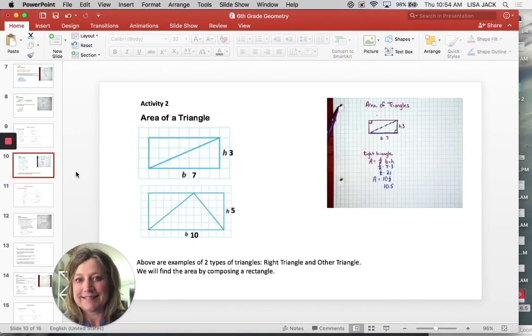So let's go ahead on to the next section. We have Activity 2, and it is about the area of a triangle. We're going to watch some more instructional videos, so let's go ahead and start.